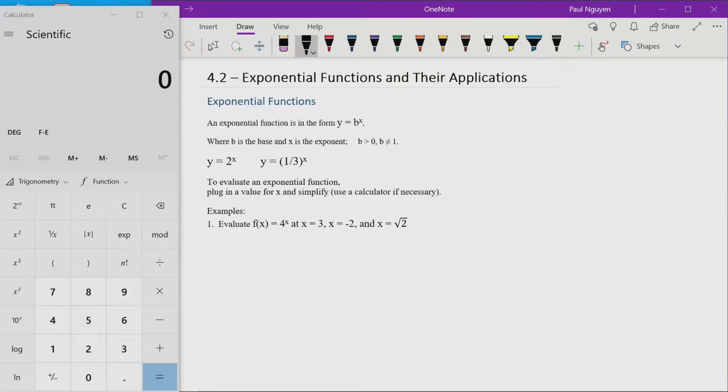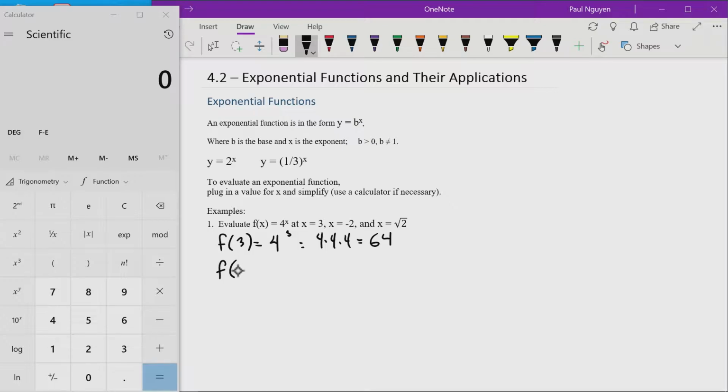To evaluate an exponential function, you plug in a value for x and simplify, using a calculator if necessary. Here's an example. Suppose f of x is 4 to the x, and we want to evaluate f at 3, negative 2, and the square root of 2. f of 3 is 4 to the third power. That's equal to 4 times 4 times 4, which is 16 times 4, which is 64.